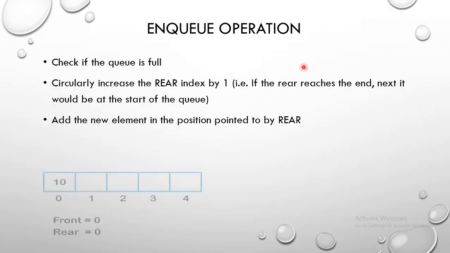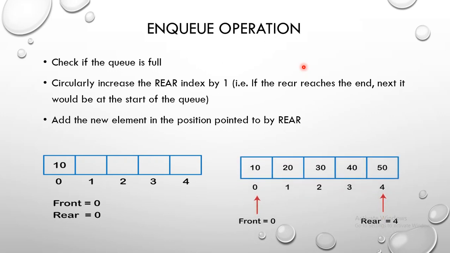Let us discuss the enqueue operation now. If the queue is full, then you don't need to insert anything because you don't have any space to insert. You can just say it is an overflow condition and exit the function. Otherwise, you need to circularly increase the rear index by 1. What do I mean by circularly increase? It means that after the last index, it will come to the zeroth index for inserting. How it is done by syntax, we will discuss in the menu driven program.